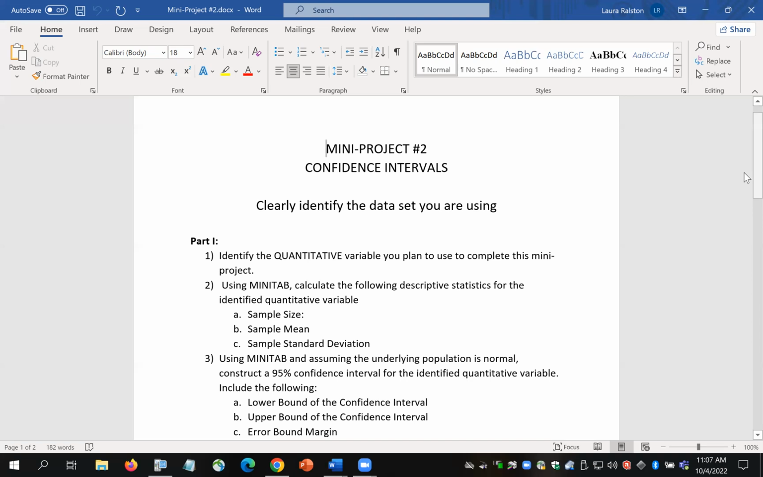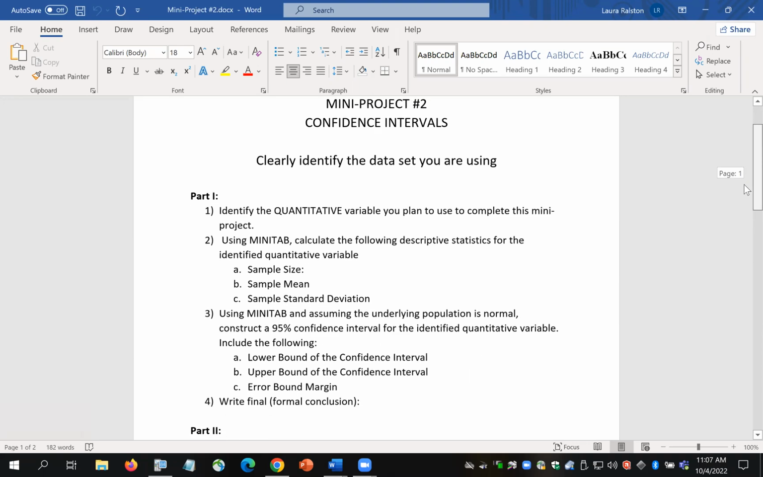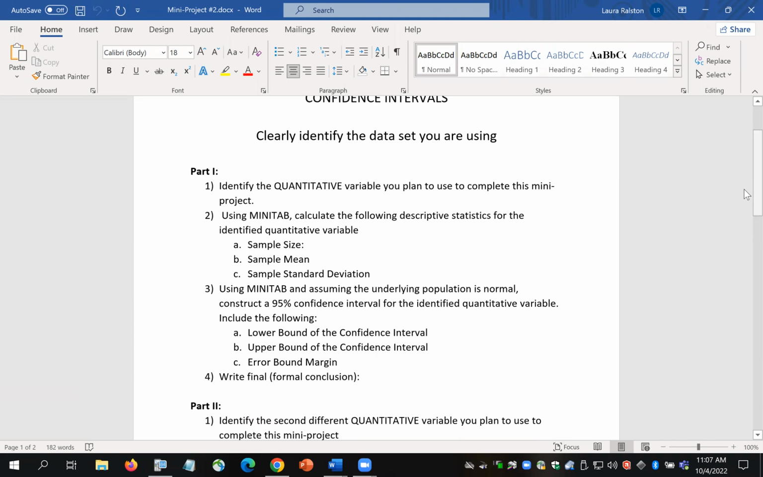But have you looked at the instructions for mini project 2? We did talk about it, I believe, at the end of last class about what the expectation was and what you needed to do. So I've tried to make them as clear as possible. It says clearly identify the data set you're using, because if I don't know what data set you're using, then I can't check your answers against that data set. And because I would have to try to guess at it.